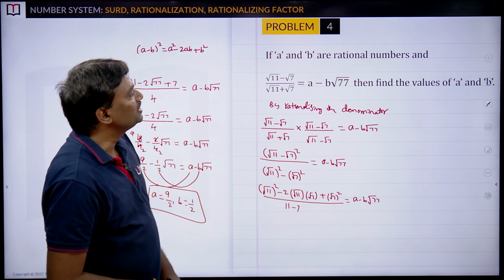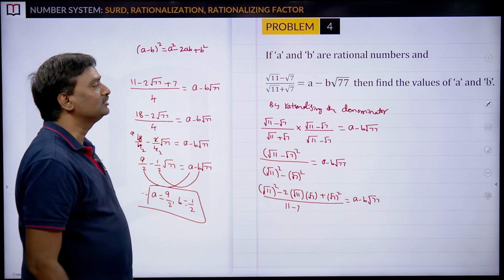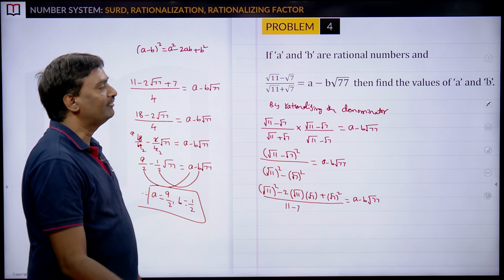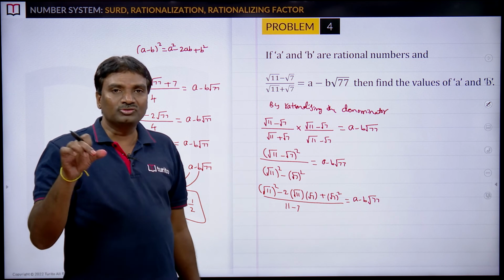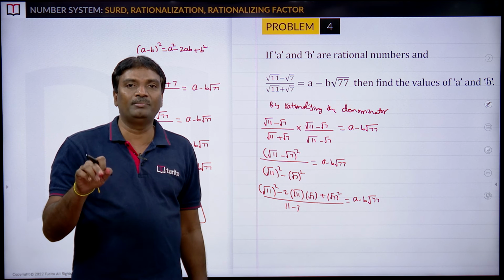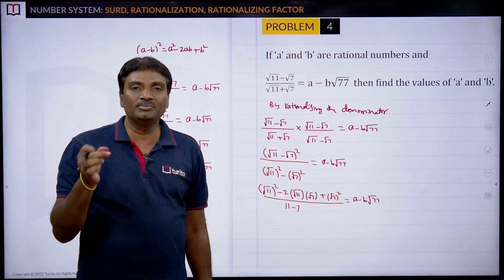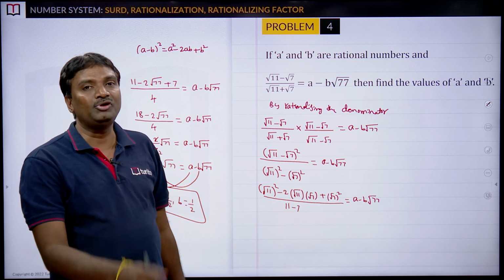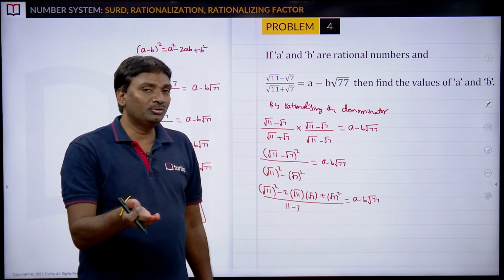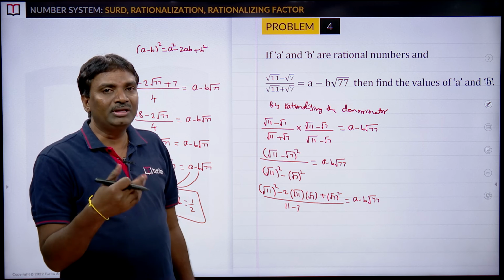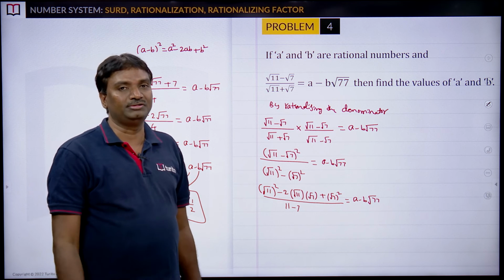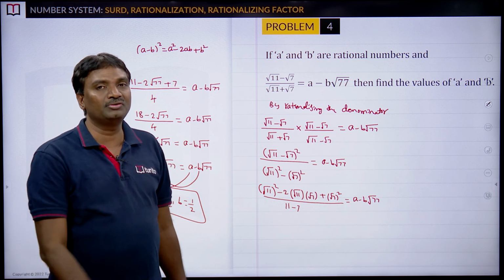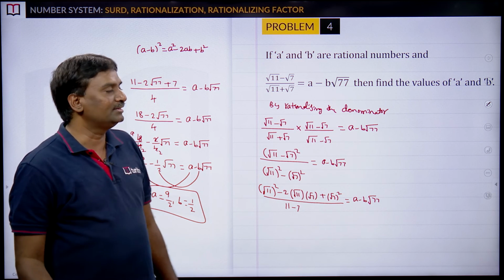If a and b are rational numbers and root 11 minus root 7 by root 11 plus root 7 equal to a minus b root 77, then find the values of a and b. Before solving the problem, you have to read the given problem carefully. What have they given, and what do we have to prove or find? To solve the given problem, which formula or concept is required? Just recap those formulae or concepts and you can start solving step by step. Easily you will get the answer.